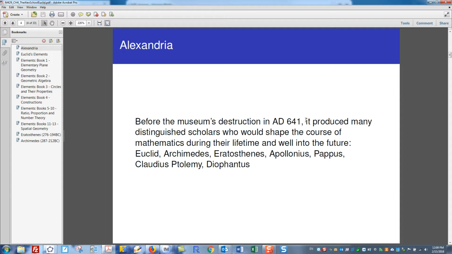Before the Museum's destruction in AD 641, it produced many of the distinguished scholars who would shape the course of mathematics during their lifetime and well into their future. Chief among these would be Euclid, but also important were Archimedes, Aristophanes, Apollonius, Pappus, Claudius Ptolemy, and Diophantus.